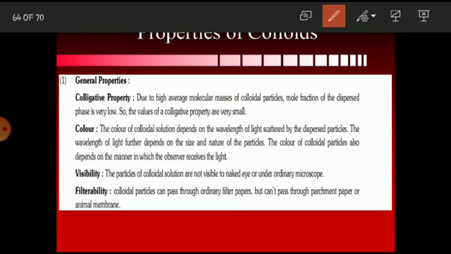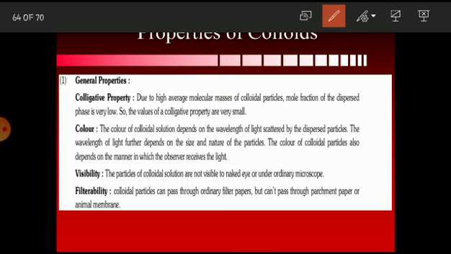Just now we have discussed this in the ultrafiltration method, right? So colloidal particles can pass through ordinary filter paper, but they cannot pass through parchment paper or animal membrane or ultrafilter paper. So these are the general properties. It shows color because of the scattering of light. Visibility: we cannot see it with naked eyes or an ordinary microscope. And filterability: it cannot pass through ultrafilter paper, parchment paper or animal membrane, but it can pass through ordinary filter paper. So these are the general properties of the colloids.